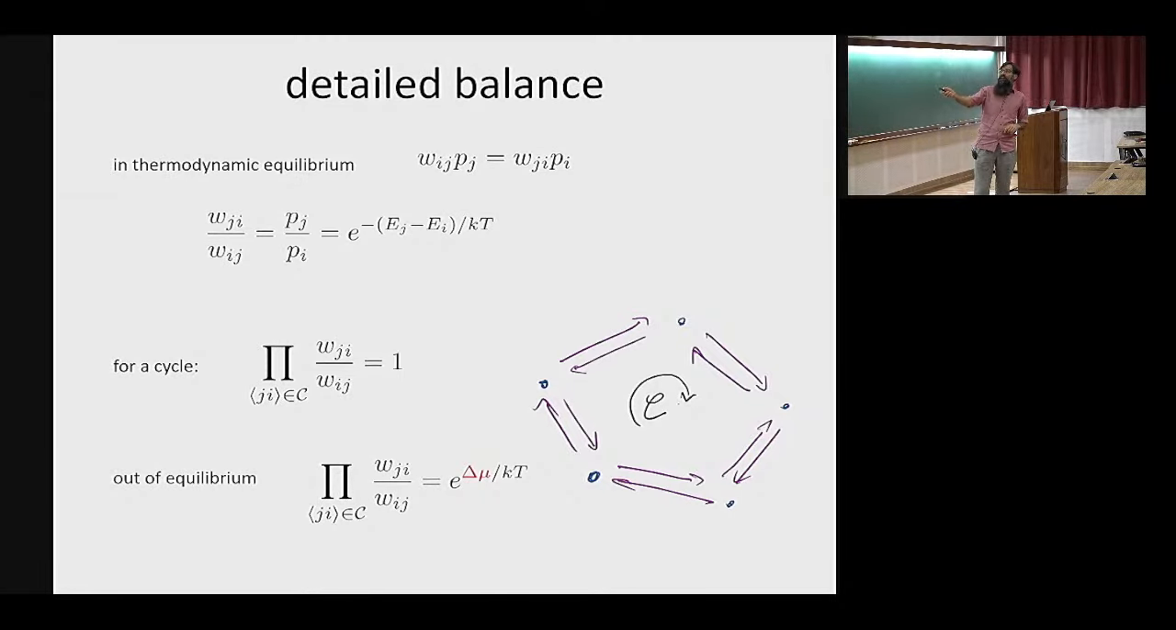Okay, if we use this in a cycle, then we can just multiply these ratios along a cycle. The energy differences will add up, and since eventually you end up in the same state where you started, the overall energy difference is 0. So we get that the product of the ratios of forward and backward rates along a cycle has to be 1. So you can think of this as a global version of the detailed balance condition. So if this is valid for every cycle, then you have detailed balance in the whole system.